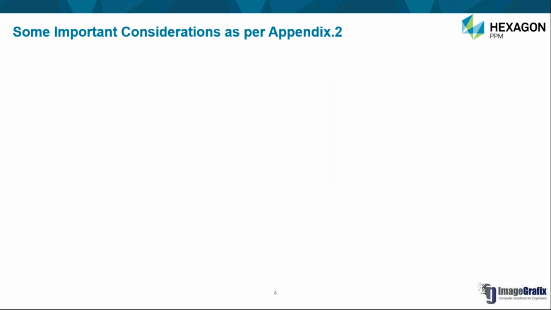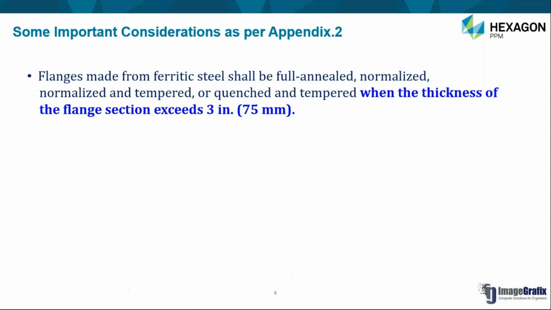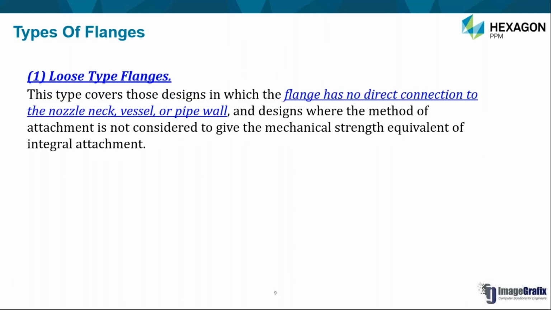Now some other more important considerations whenever we are designing the appendix 2 flanges. The first point over here is that flanges made from ferritic steel shall be fully annealed, normalized and tempered, or quenched and tempered.